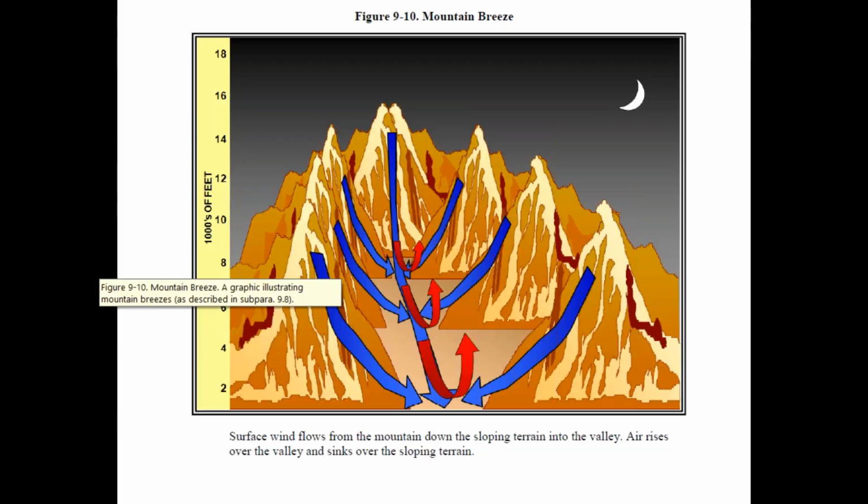It's not a microburst, other than that it's rolling down a mountain and then spilling out into the valley, just like a microburst does, where it comes straight down and then rolls out. This is just coming down a mountain and then rolling out. But it can be just as strong as microburst type winds. Surface wind flows from the mountain down the sloping terrain into the valley, and then air rises over the valley and sinks over the sloping terrain.